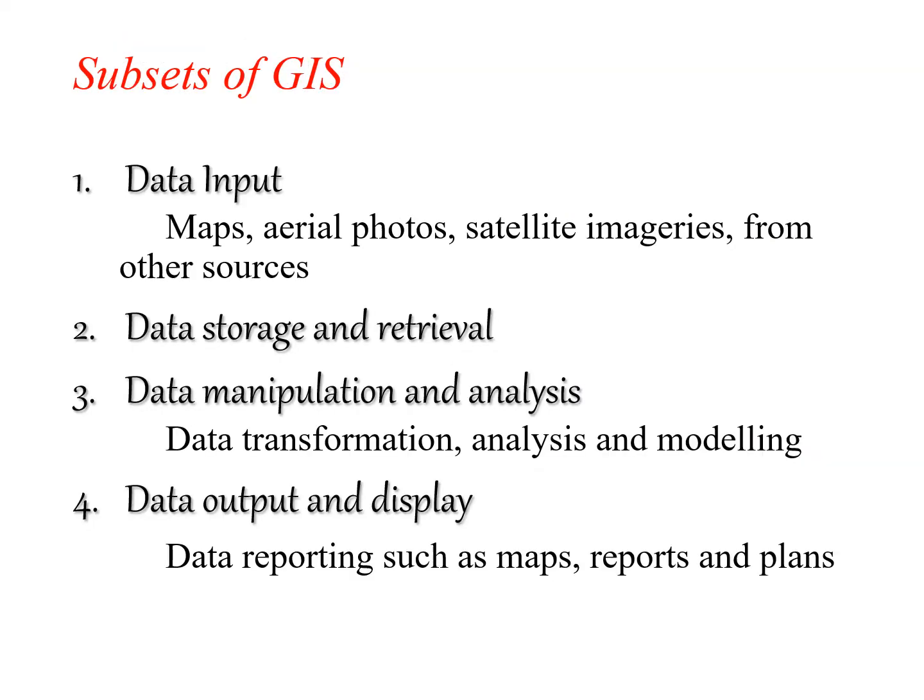Okay, now we'll go to the subsets of the GIS. There are four subsets. First, data input. In data input, the data which is available is mostly in maps. There are different types of maps: topographic maps, cadastral maps, engineering maps. There could be data in the form of aerial photographs. The data could be in the form of satellite imageries also, or from different sources such as digitized maps, scanned maps, and so many things.